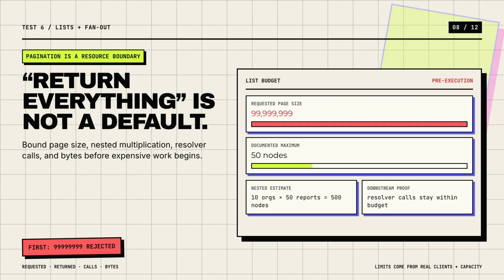A missing first argument should not mean return everything. An absurd amount should fail before allocation or adapter work. Also test nested lists. 10 organizations times 50 reports is 500 report nodes before deeper fields. The structure analyzer should estimate that multiplication rather than looking only at depth. Choose limits from legitimate operations and backend capacity. Example values in documentation are starting points, not production policy. The pass condition includes proof that oversized requests are rejected or safely clamped according to the documented contract. Resolver calls remain within budget, and clients receive a stable error they can handle.